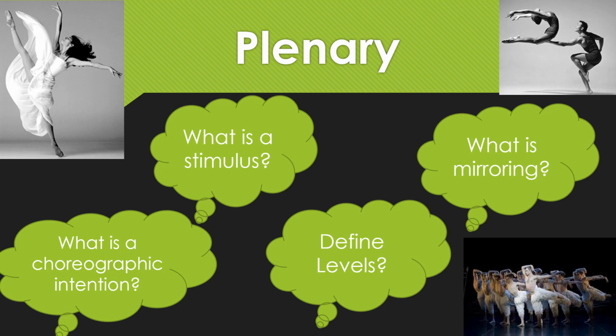Okay, so quickly whizzing through the answers. A choreographic intention is the aim of the dance, what the choreographer wants to communicate. A stimulus is the starting point, the inspiration for the start of a dance. Levels is the distance from the ground. Are you on a high level? Are you on a medium level? Or are you on a low level? And mirroring is performing in perfect symmetry with somebody else.